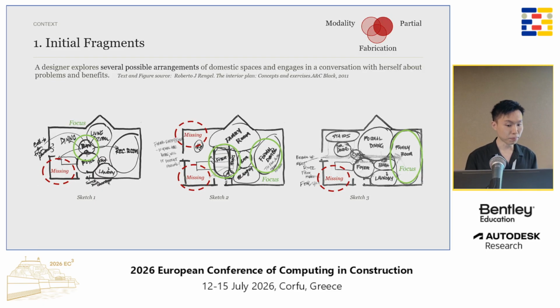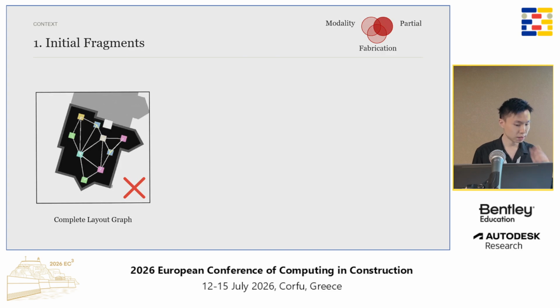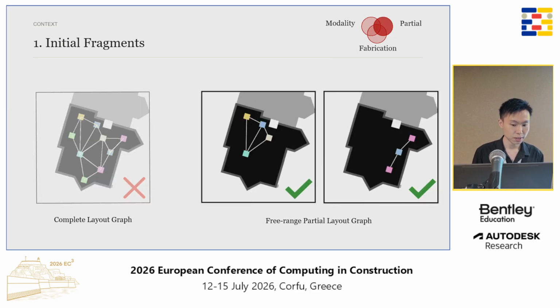But there's always some part of the layout missing guidance, which means the user might want to explore this, or leave the AI to handle what happens in such a case. So in conclusion, we now do not want to always require the user to input the complete layout graph, but rather a free-range partial layout graph, and allow the AI to autocomplete the remaining part.